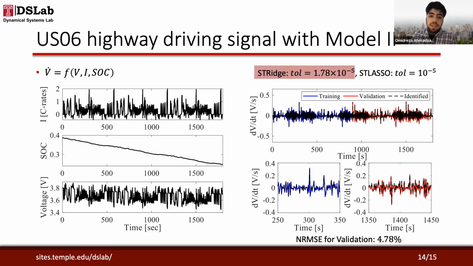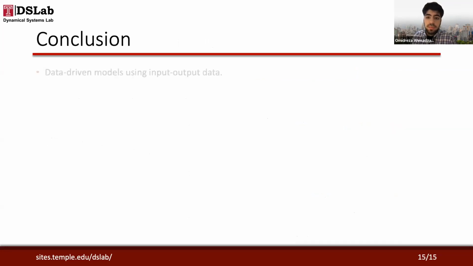For identifying the system of the US06, we can see that the normalized root mean square error for the validation part is 4.78% for model 2 with varying SOC of US06.